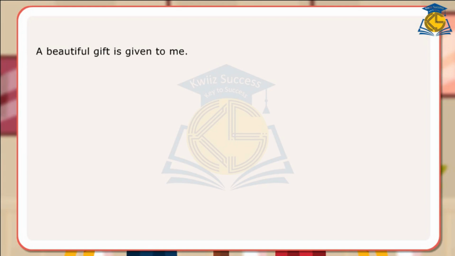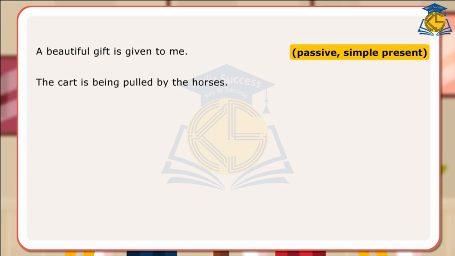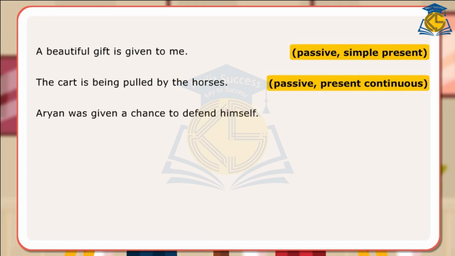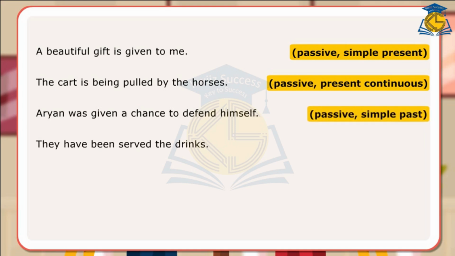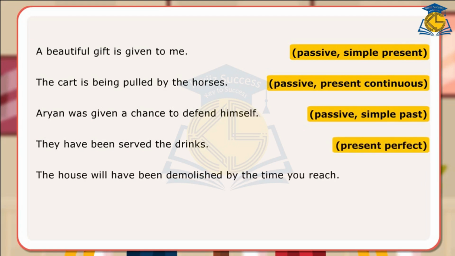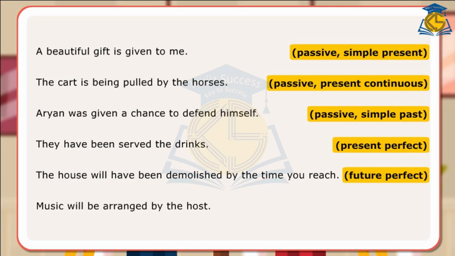A beautiful gift is given to me. Passive simple present. The cart is being pulled by the horses. Passive present continuous. Aryan was given a chance to defend himself. Passive simple past. They have been served the drinks. Present perfect. The house will have been demolished by the time you reach. Future perfect. Music will be arranged by the host. Future simple.